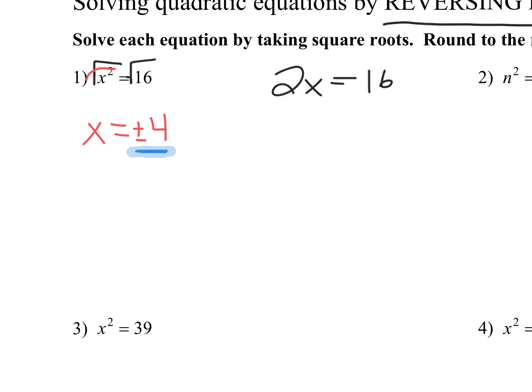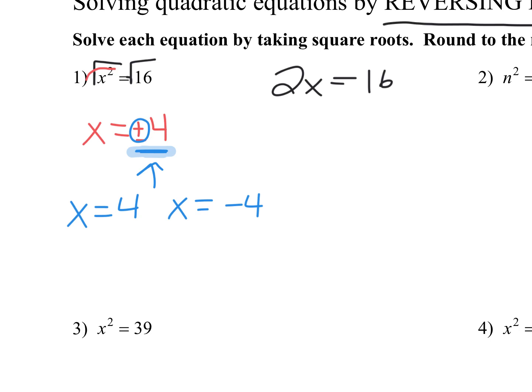solutions. You can write it as x equals 4 and x equals negative 4, or you can simply write it with the plus or minus in front. So whenever you take the square root of a positive number, you're going to have a plus or minus 4. Or you can write a positive and a negative.